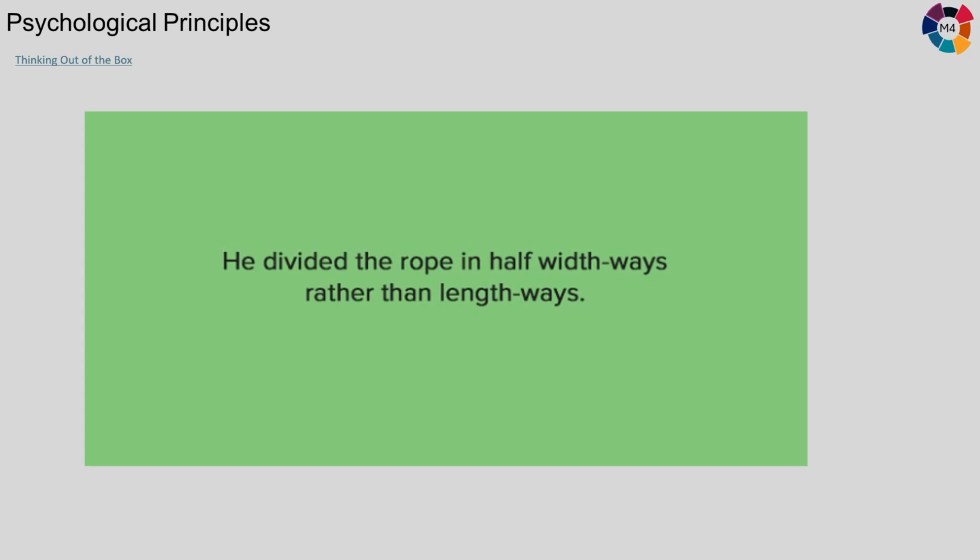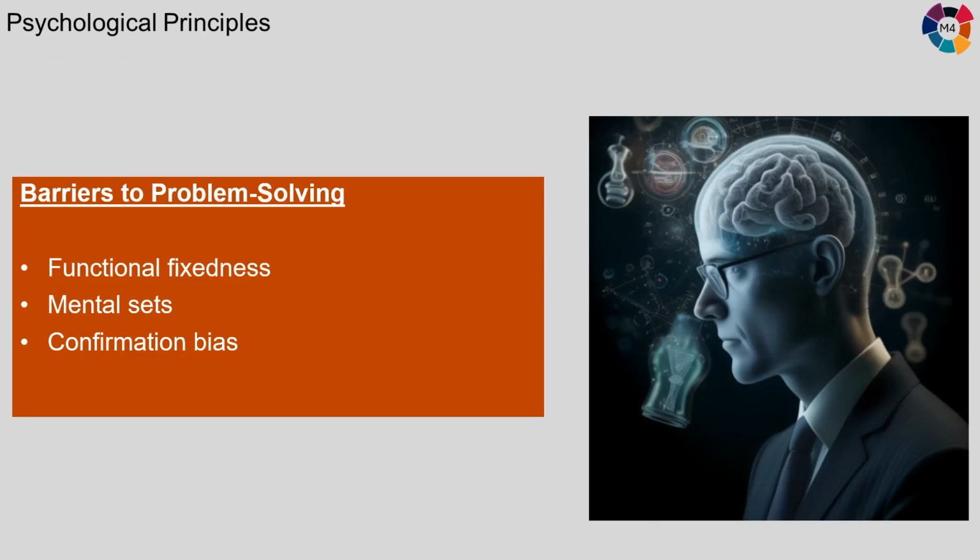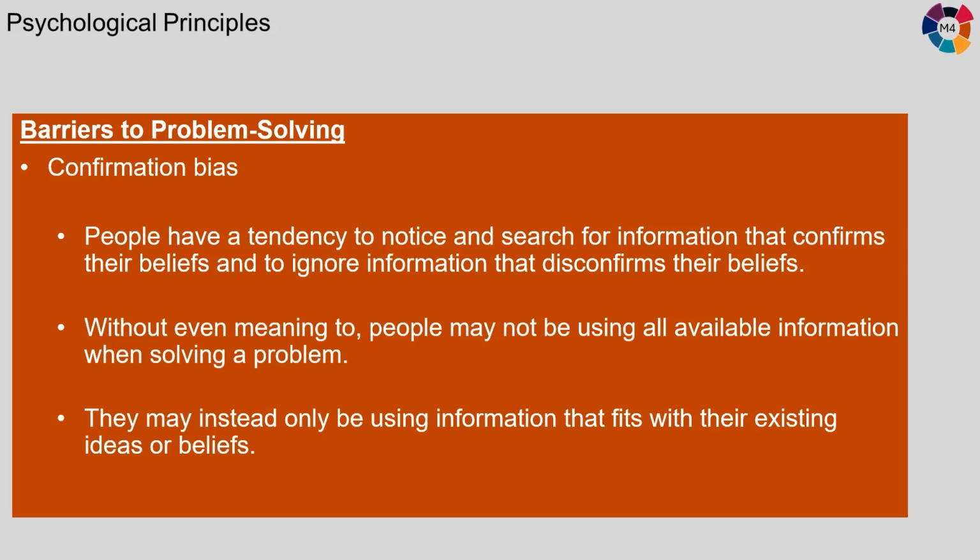How about barriers to problem solving? Let's think about this. Functional fixedness, mental sets, and confirmation bias are all things that can challenge us when we are trying to solve problems. Confirmation bias is how people have a tendency to notice and search for information that confirms their beliefs and to ignore information that disconfirms or disagrees with their beliefs. Without even meaning to, people may not be using all available information when solving a problem. They may instead only be using information that fits within their existing ideas or beliefs.